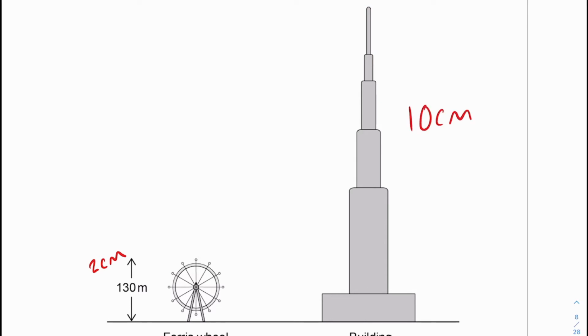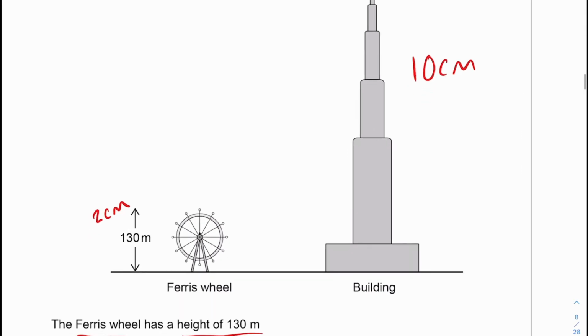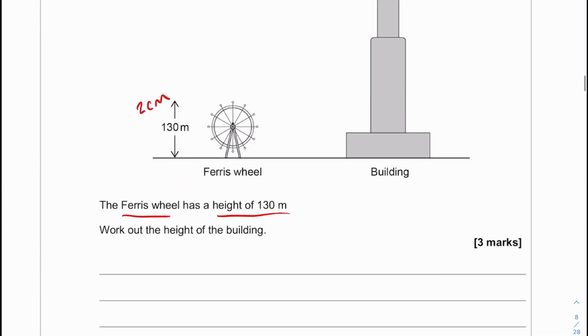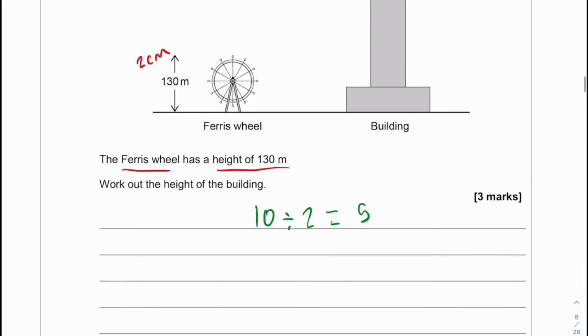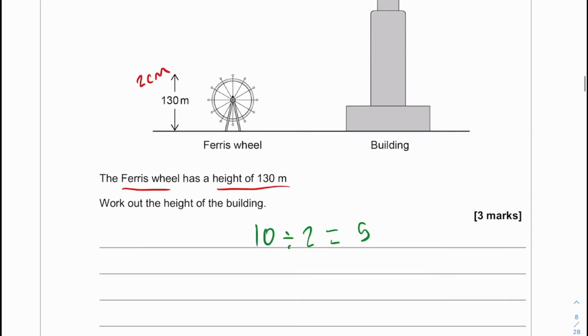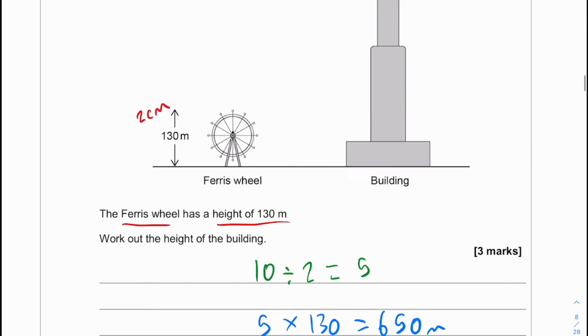So what we can then say is the building is 5 times the height of the Ferris wheel. So to show the examiner we know this, what we do is our 10 centimetres divided by 2, which is equal to 5, as the building is 5 times the height of the Ferris wheel, and therefore if the Ferris wheel has got a height of 130 metres, what we can then do is our 5 times the height of the building to the Ferris wheel, so 5 times our 130 metres, which will get us 650 metres, which is the height of the building.